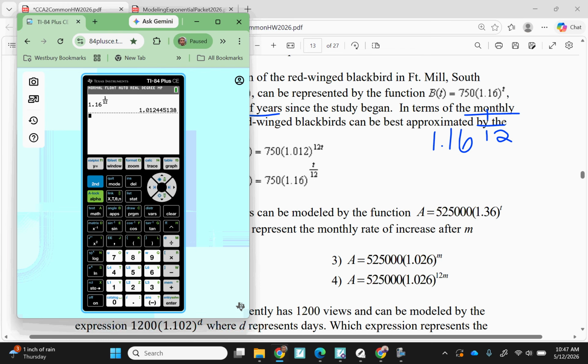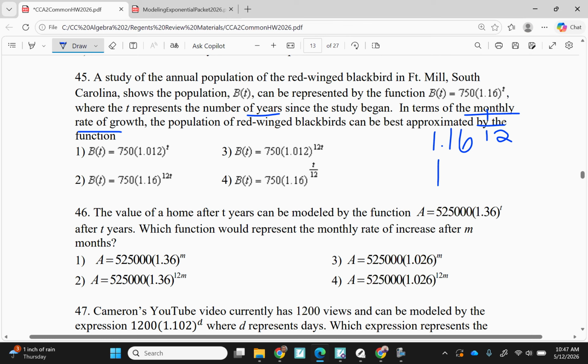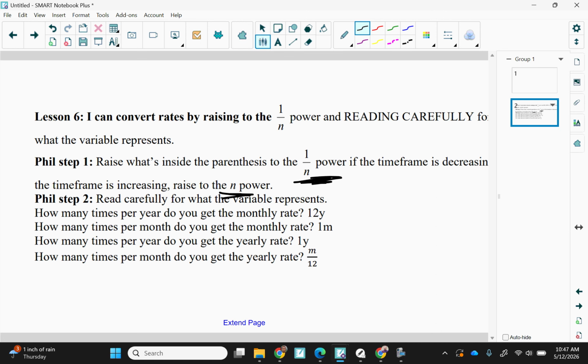and I get 1.012. So that is the monthly growth rate. It's 1.2%. So I'm going to cross out all the ones that don't have 1.012. And now I'm going to read carefully for what the variable represents. You have to ask yourself, depending on what the variable represents, how many times per year do you get the monthly rate? Well, 12 times per year.